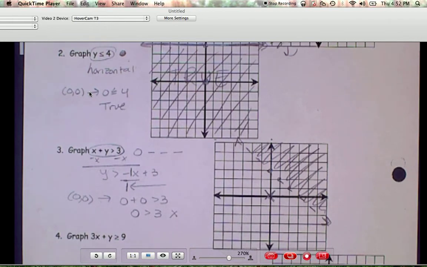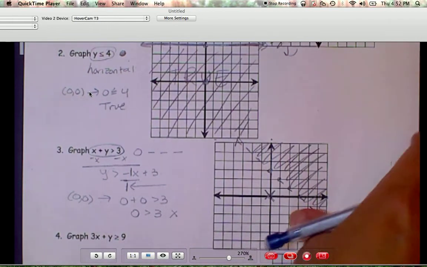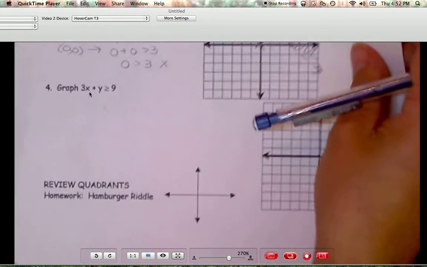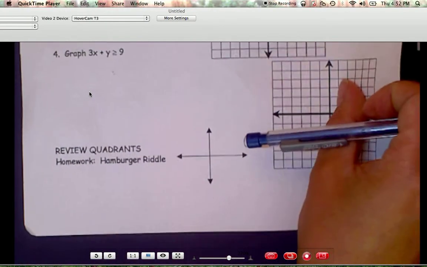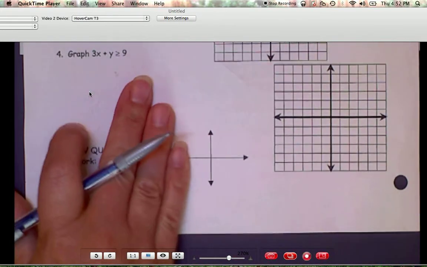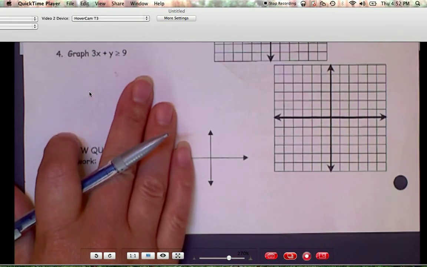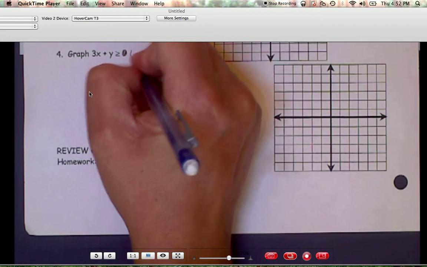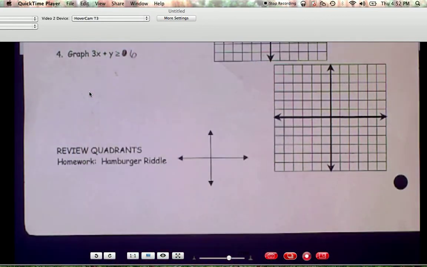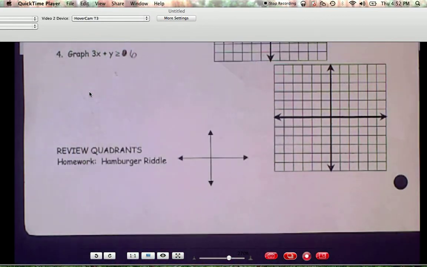Okay. The last one, number 4. Why don't you go ahead and try that one on your own? Now I do have to tell you, in order for this to fit on the graph, I believe we need to change this. We're actually going to change this to a 6, if it's not already changed. So go ahead and solve that for slope-intercept form, graph it, and shade it, and see how you did there.